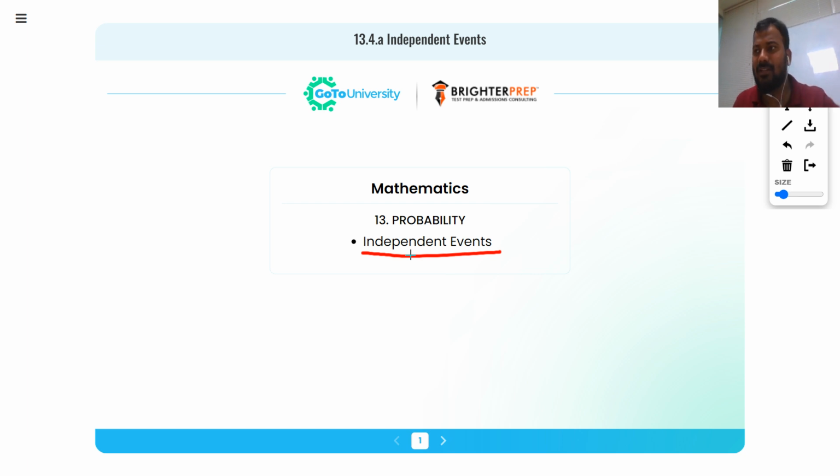Similarly, when you roll a dice once, you might get any of 1, 2, 3, 4, 5, 6. Whatever the number you're going to get, it is not going to affect the second throw, isn't it? This is nothing but independent events. Now we are going to understand the independent events.